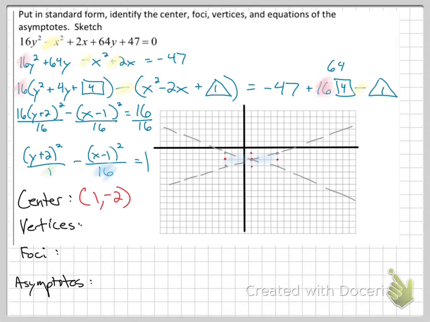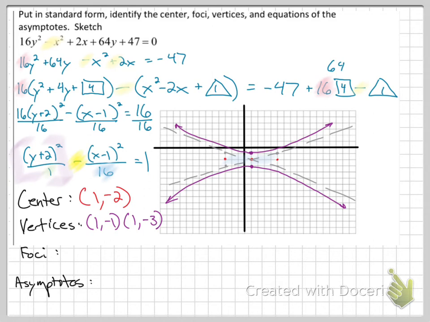Remembering it's a hyperbola, here's your minus sign. So the positive variable this time, the one in front, is y. Y is your vertical up and down variable. So that means that these two dots are actually vertices, and my hyperbola is going to have a vertical transverse. So see if you can fill in vertices, foci, and asymptotes. So now I know my vertices are 1, -1, and 1, -3.